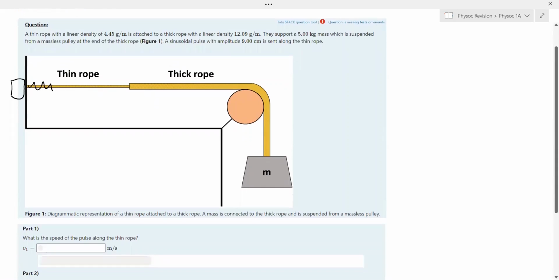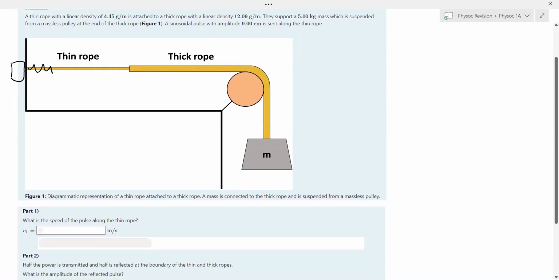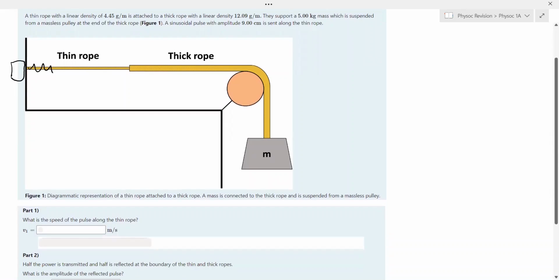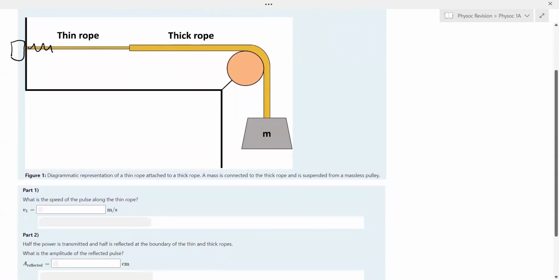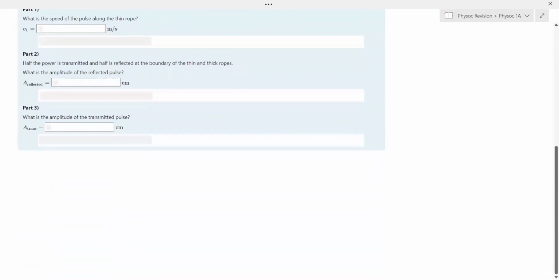So part one, what is the speed of the pulse along the thin rope? Let's just start off with that. Whenever we have some sort of string that's held in tension, and it must be held in tension to be able to transmit a wave, otherwise it's just going to frolic around randomly, our speed of the wave, v, is equal to the square root of the tension over our linear density.